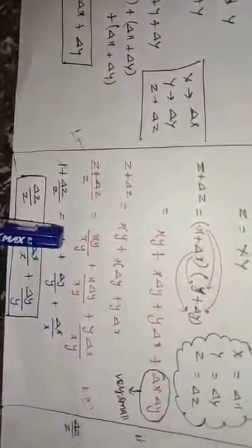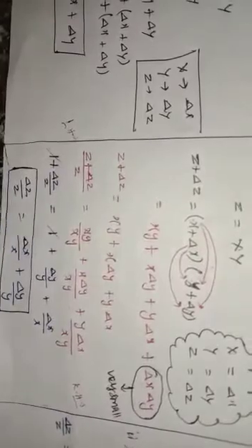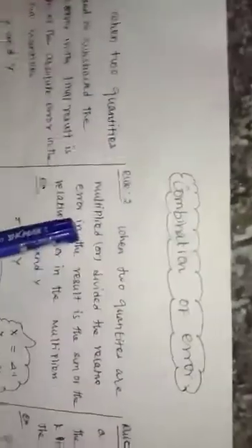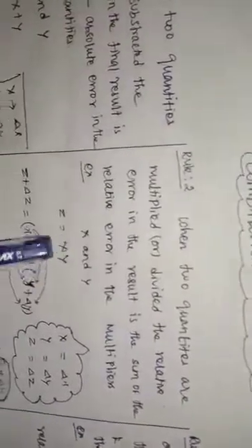Next, I want to calculate the relative error. For this, we divide the left-hand side by z and the right-hand side by xy, and finally we get this result. This result indicates that when two quantities are multiplied or divided, the relative error in the result is the sum of the relative errors in the quantities.